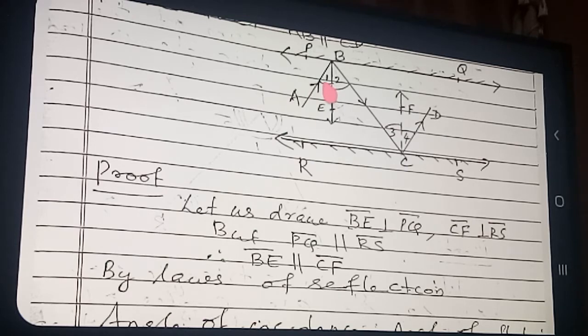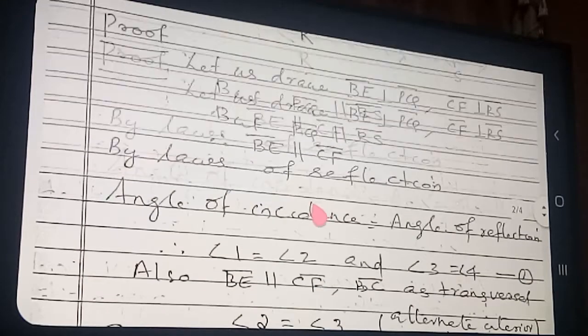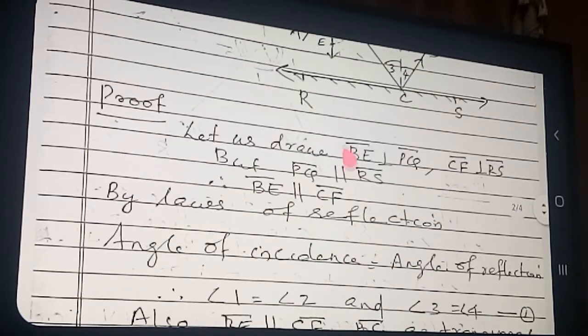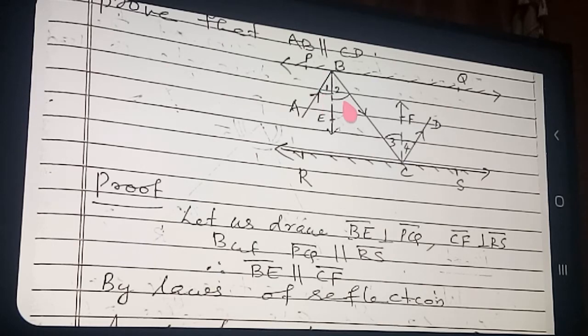So now we are able to add angle 1 and angle 2. Suppose angle 1 is 30, angle 2 is 30. So 30 plus 30, how much will come? 60. Angle 3 is 30, angle 4 is 30. What is 30 plus 30? 60. So what I have written here below? See. Therefore, angle 1 plus angle 2 is equal to angle 3 plus angle 4. What is angle 1 plus angle 2? Angle ABC. What is angle 3 plus angle 4? Angle BCD. Are you clear?